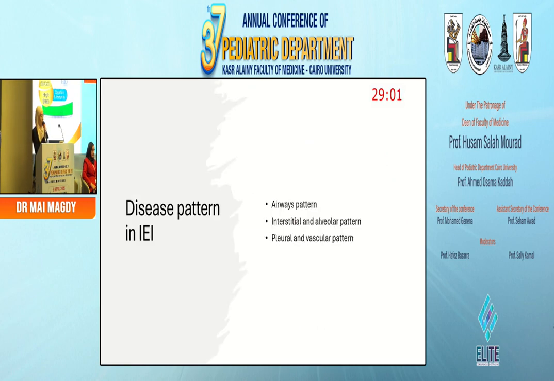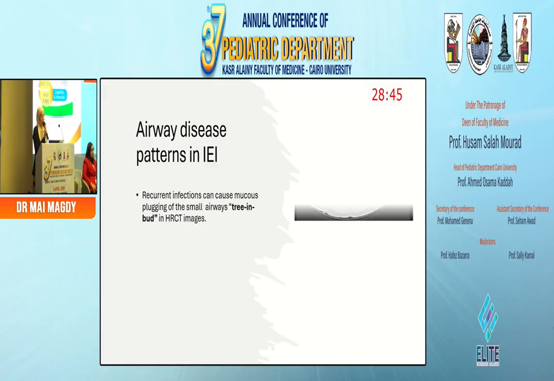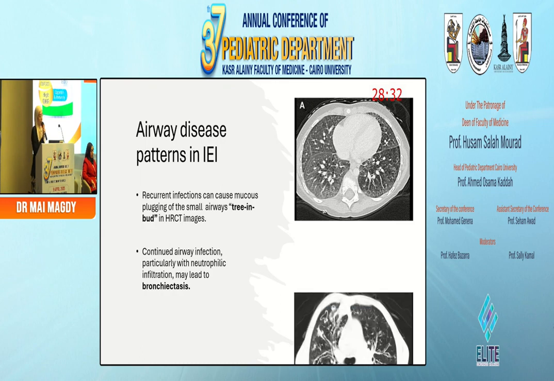We will discuss the disease pattern of the pulmonary manifestations in patients with IEI. We will start with the airway disease. The recurrent infection causes mucus plugs in the small airways, causing something called tree-in-bud that is seen, as you can see, in the high-resolution CT image. As the disease goes on and the infection continues, neutrophilic infiltration develops and the patient develops bronchiectasis.